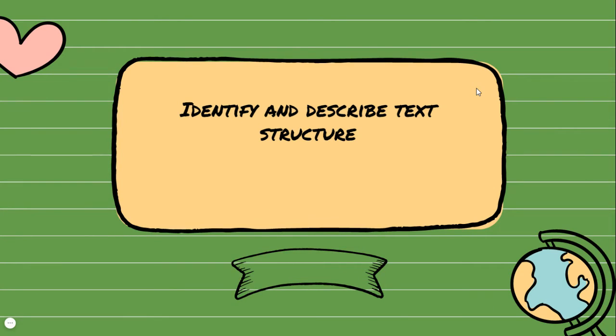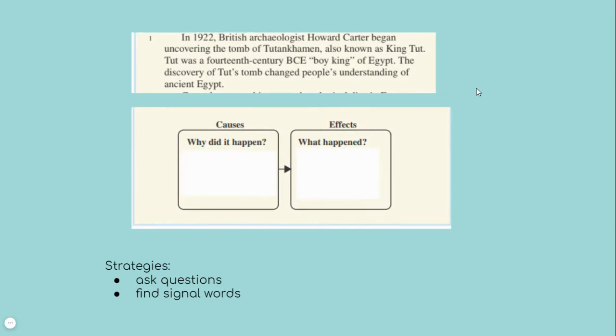Identify and describe text structure. Authors use different text structures to organize ideas in the text. Identifying and understanding text structure will help you recognize, understand, and remember key ideas in a text. You can use strategies, such as asking questions or finding signal words to help you identify a text structure.